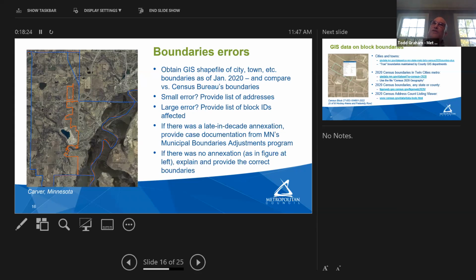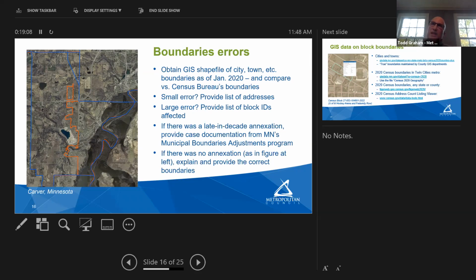More generally, boundaries errors. The way to go about finding these errors, substantiating them, is to compare the Census Bureau's boundaries with what you know are the correct boundaries. You can get that from MnGeo or Metro GIS. If it's a small error, you're going to be at the local government level providing a list of addresses that should be included in the political entity that you think has the mistaken tabulation. If it's a large error, maybe you want to go beyond just a list of addresses, and in this case of Carver, Minnesota, provide the list of block IDs that were affected.